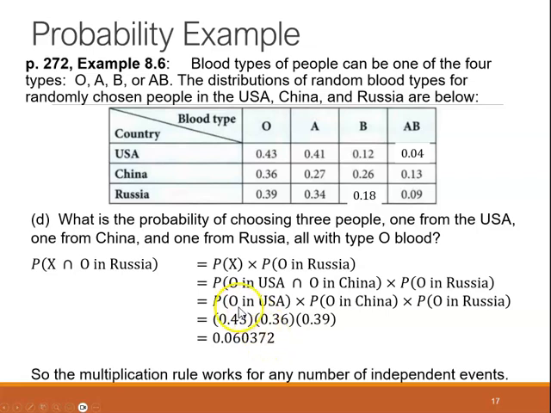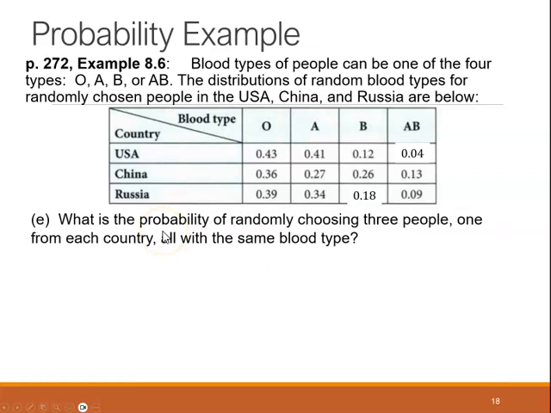The takeaway here from this example is it doesn't matter how many things you are anding together. It doesn't matter how many of those things you and together, just as long as they're independent, you just boom, boom, boom, boom, boom, multiply it out. Everybody's cool? Okay. What is the probability of randomly choosing 3 people, 1 from each country, all with the same blood type?